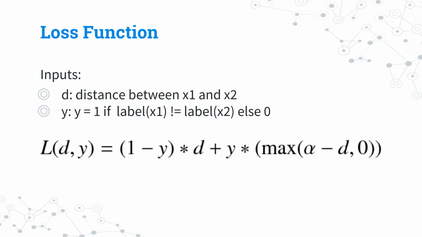Okay, so the loss function that we have will be the one that basically says how do you update the weights in the network so that it performs the way that we expect it to. So the inputs to the loss function will be the distance between x1 and x2, which we'll call d, and we'll say y is the label, and y will equal 1 if the label of x1 is not equal to the label of x2. And if they're both the same label, it'll be 0, and I'll explain exactly why that is later.